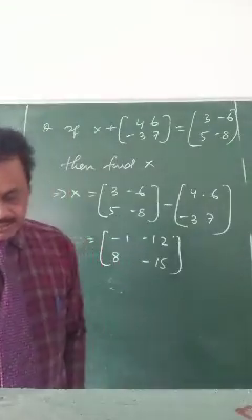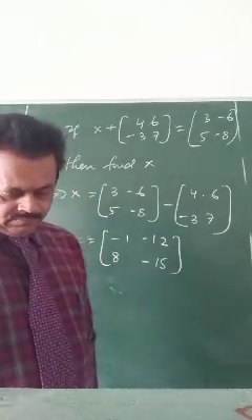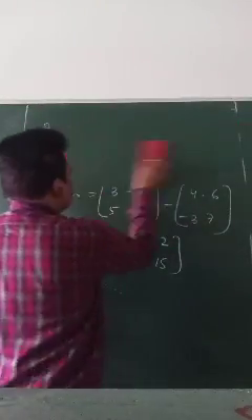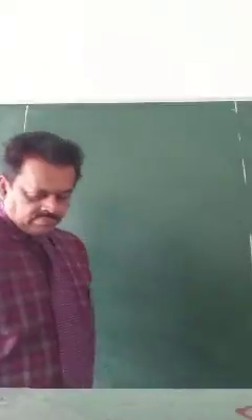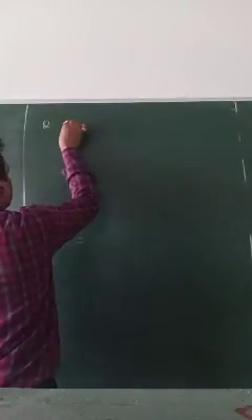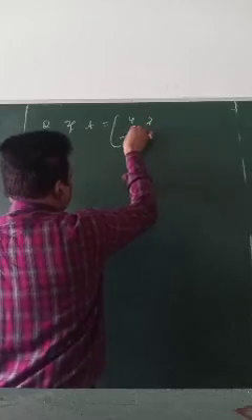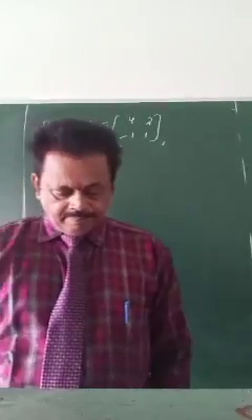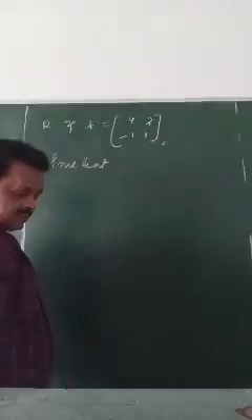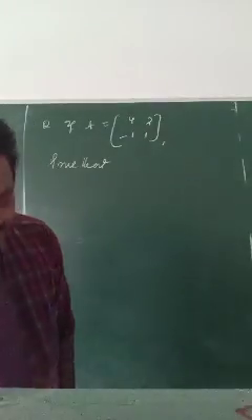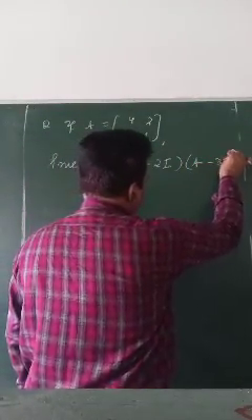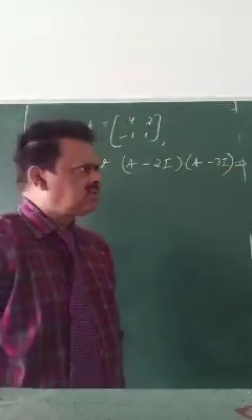Okay, now there is a question. If A equals [4 2; minus 1 1], prove that A minus 2I into A minus 3I equals 0. Nothing extra. What you have to do?